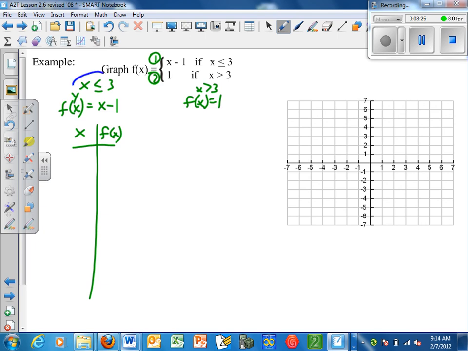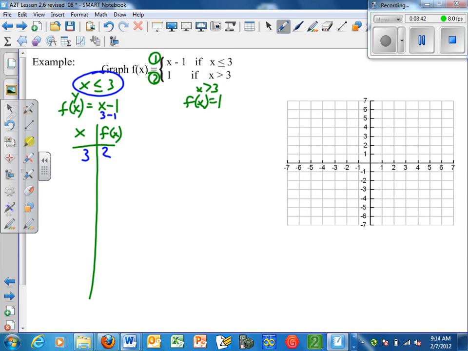So this tells us we want to start looking at x values less than or equal to 3. So I'm going to put 3 in there. So we're going to start with 3, and then we're going to go smaller than that. If I put 3 in here, 3 minus 1, if you notice, this is in mx plus b form, so this part of it's going to be linear. 3 minus 1 is 2.